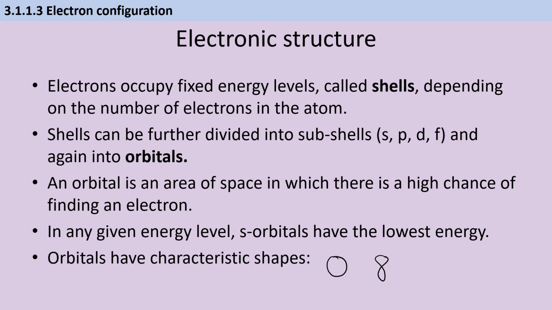And an orbital is just an area of space where there's a high chance of us finding an electron. And all of the orbitals have room for 2 electrons in them. So we've got 1 s orbital per subshell, we've got 3 p orbitals, and then 5 d orbitals, and so on. In any given energy level, the s orbitals are the lowest energy level, so we can have questions later about how easy it is to lose electrons, and we're always referring to the fact that, say, a p orbital is higher energy than an s orbital, and those orbitals also have characteristic shapes.